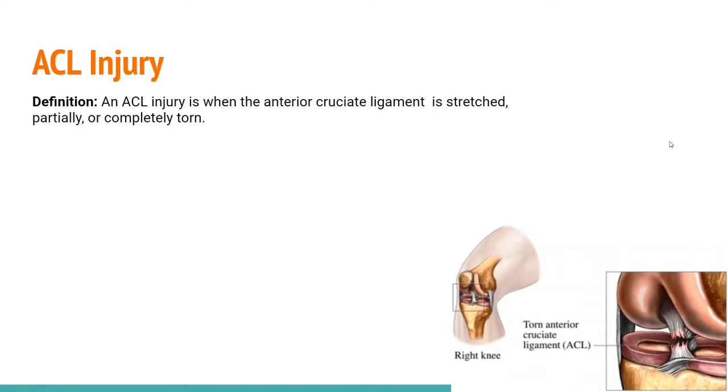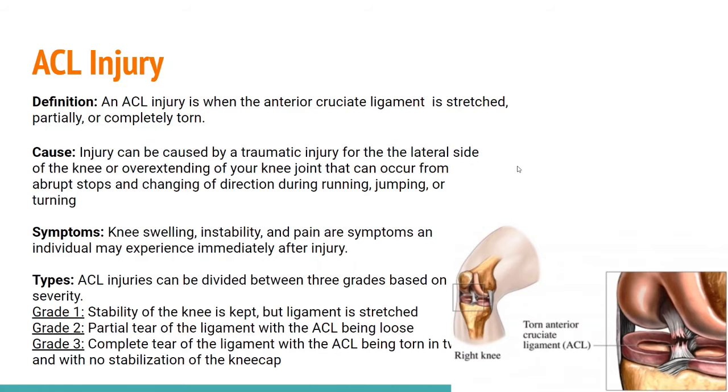An ACL injury is when the anterior cruciate ligament is stretched, or partially or completely torn. The cause of injury can be traumatic, from the lateral side of the knee, or overextending of your knee joint that can occur from abrupt stops and changing of direction during running, jumping, or turning. Knee swelling, instability, and pain are symptoms an individual may experience immediately after injury.